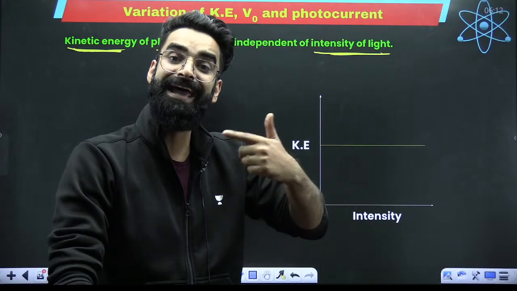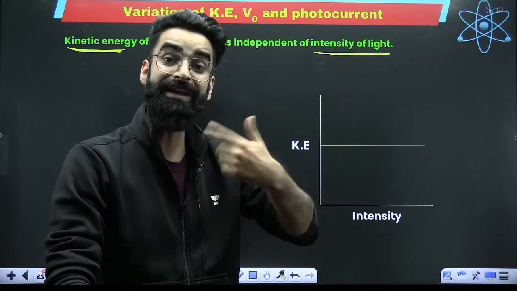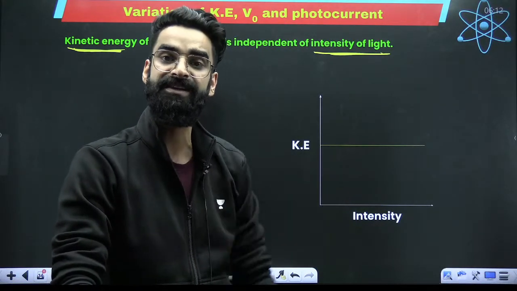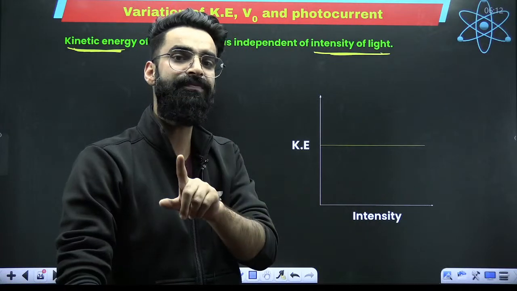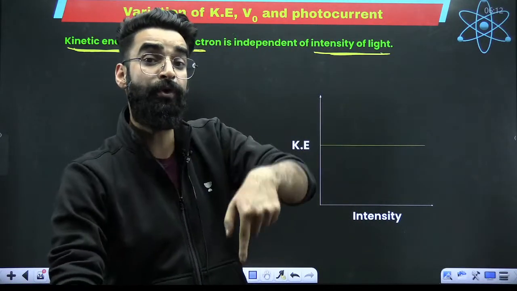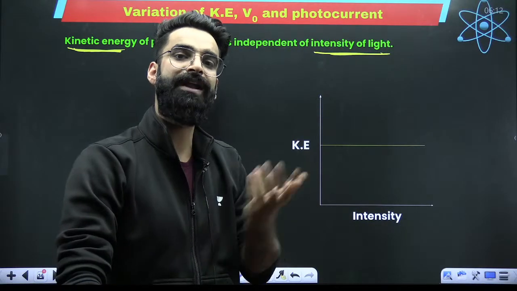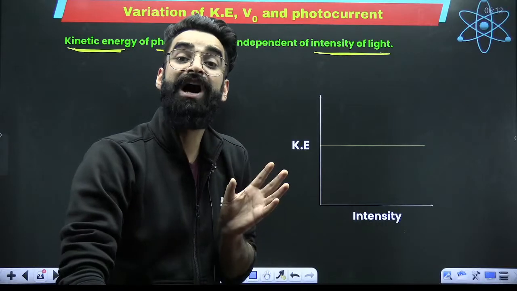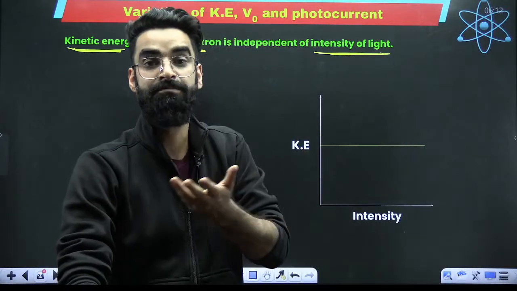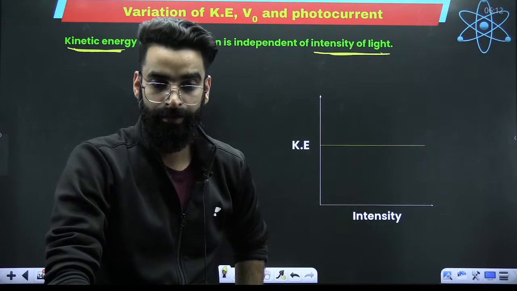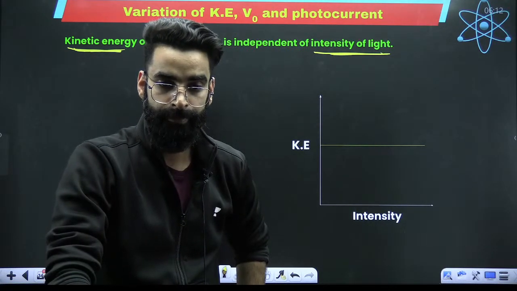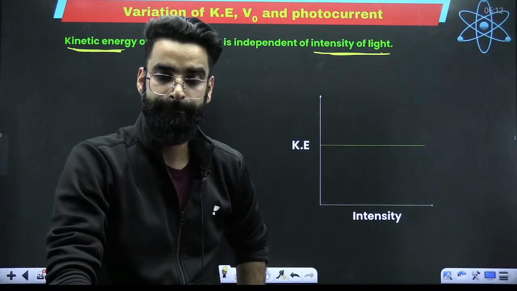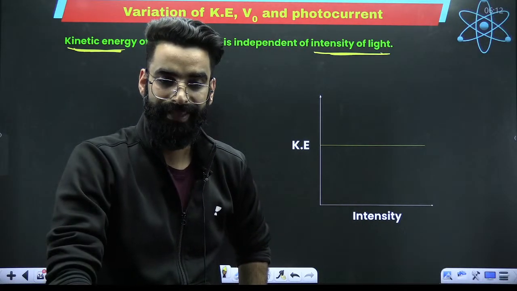If you increase the intensity of the light, that means more photons are incident on the metal surface. One photon is enough to take out one electron. If more photons are incident on the metal surface, can I say more electrons will be emitted? If more electrons are emitted, that means more charge will go towards the anode. That means more will be the photocurrent. Right? Is this clear, guys?